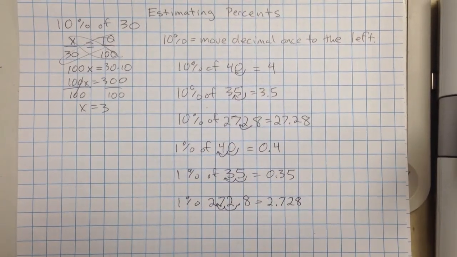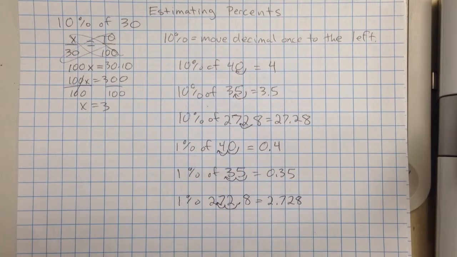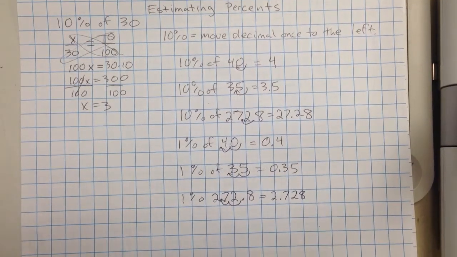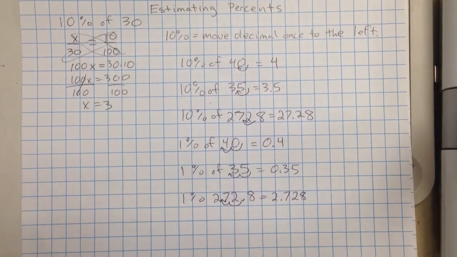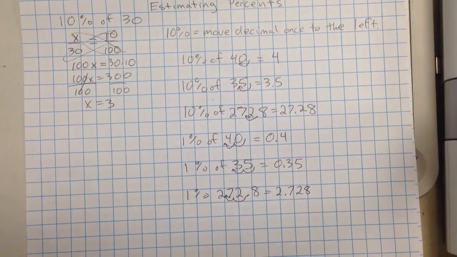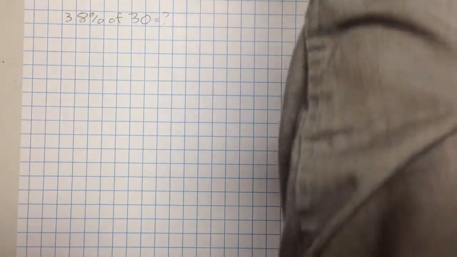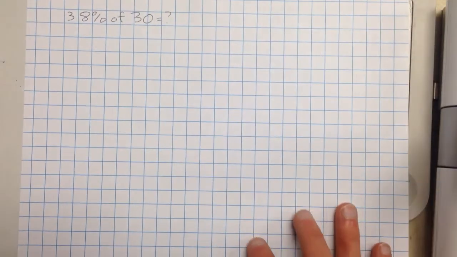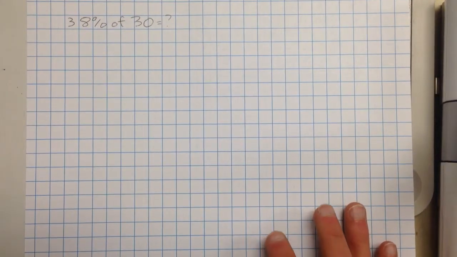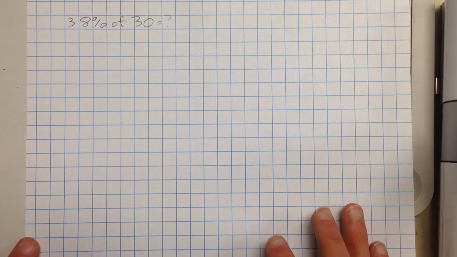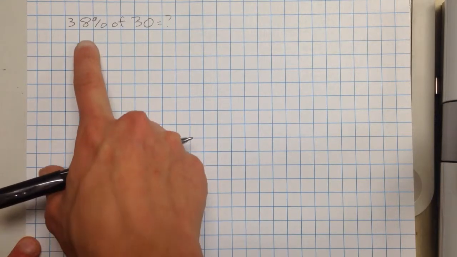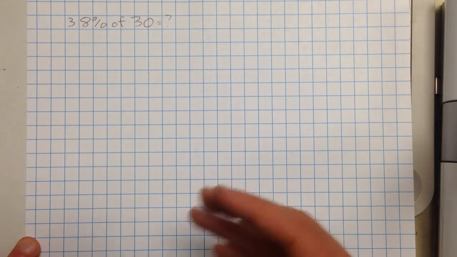Okay, all right, so we're going to move on to the next step, which is going to be looking at how we can actually apply this to some problems. Okay, so I'm going to take this page off. So now let's say you had something like 38% of 30. Now, that's not an even 10. That's not 10%, so it's going to be a little more tricky. But what we can do is we can round it.